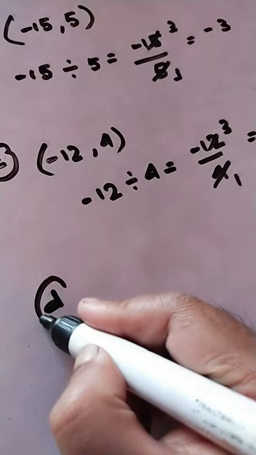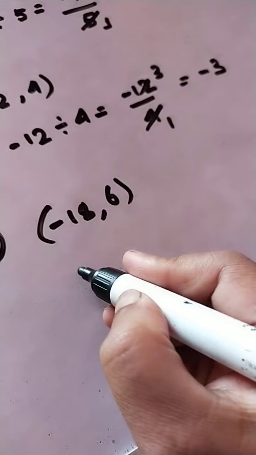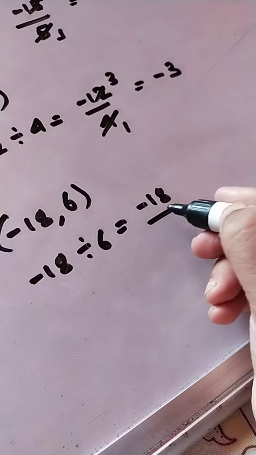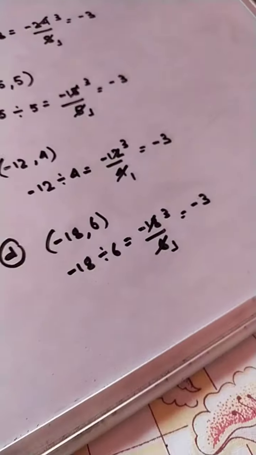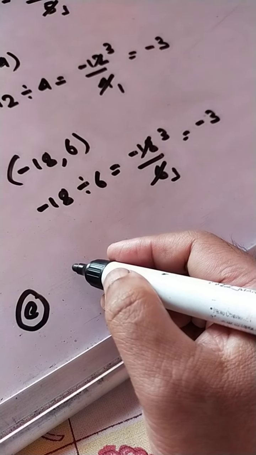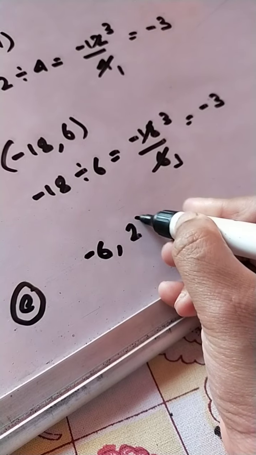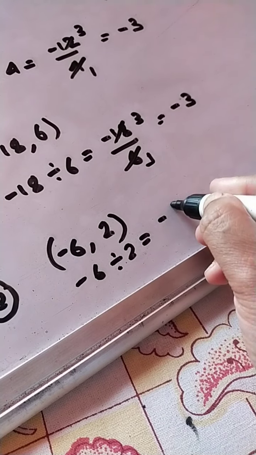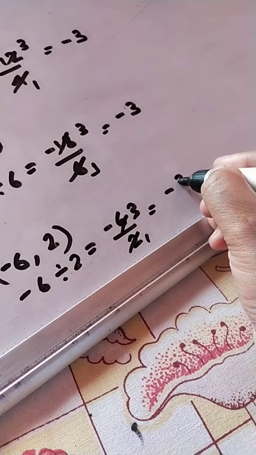Now the fourth pair is minus 18 and 6. So minus 18 divided by 6. 6 ones are 6, 6 threes are 18. The answer is minus 3. And the last pair, I know that most of you know how to do this now. It could be minus 6 and 2. We can take this also. When minus 6 is divided by 2, what will be the answer? Minus 6 by 2, 2 ones are 2, 2 threes are 6, so the answer is minus 3.